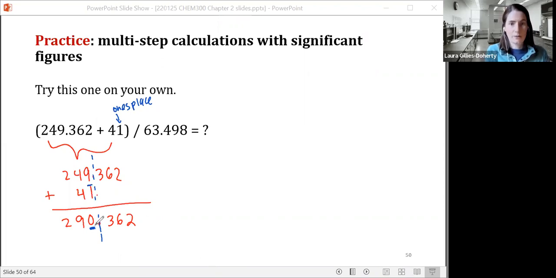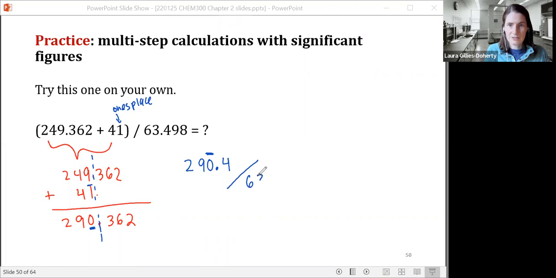If this was the whole problem, we would round it to 290. But it's not, it's just the first step in a multi-step problem. So what we're going to do is have 290.4. I'll keep one extra digit. And I'm going to keep track of where my last sig fig is based on that step I just did. It ends in the ones place because 41 ended in the ones place. We had to cut it off at 41 when we lined it up. And then I'll do my last step.